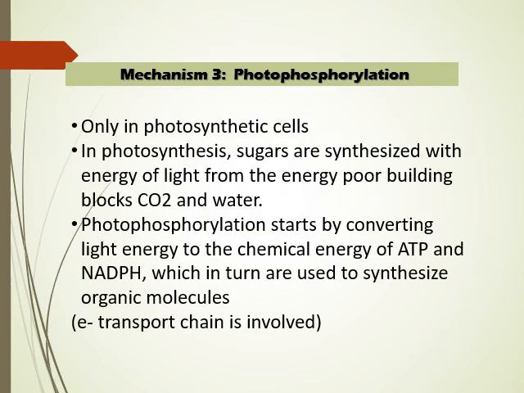The final one is photophosphorylation, the transfer of phosphate using light. This is done in photosynthetic microbes, photosynthetic cells. In photosynthesis, sugars are synthesized with energy of light from the energy poor building blocks, carbon dioxide and water. Photophosphorylation starts by converting the light energy to chemical energy of ATP and NADPH, which in turn are used to synthesize organic molecules. And in this photophosphorylation, the electron transport chain is also involved.